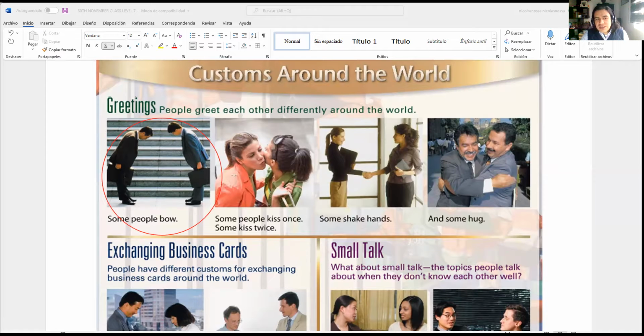In other countries, like for example, in Colombia, people kiss once, ¿ya? Entonces la gente en Colombia se besa una vez, en Colombia. Or in other countries, for example, people kiss twice, no? For example, in Italy, the country, people kiss twice, one here and the other here, yeah? Even between men, incluso entre hombres, ¿no? En Italia, people kiss twice.